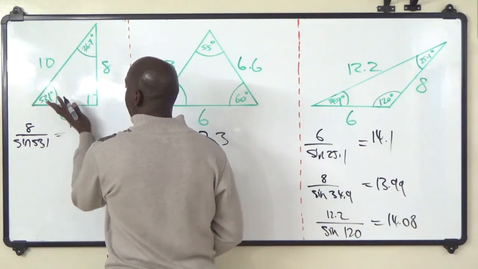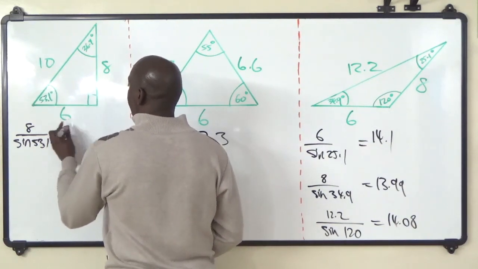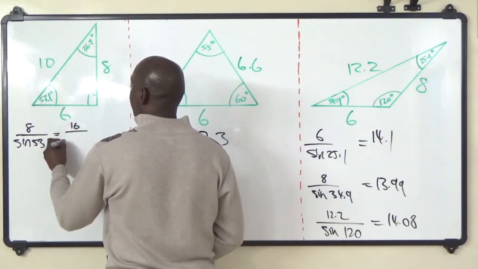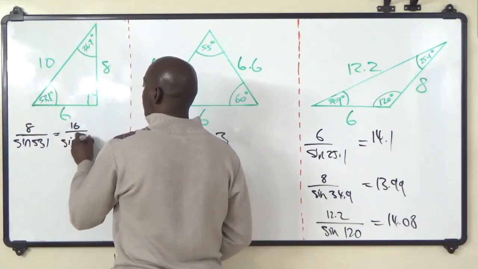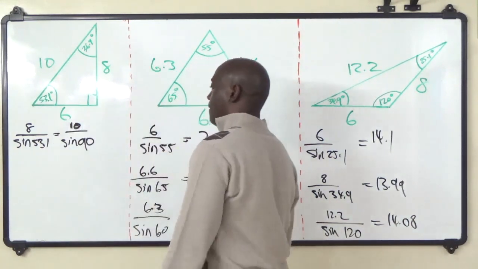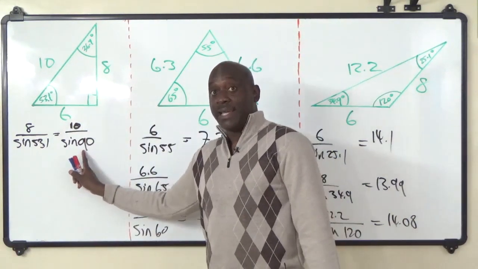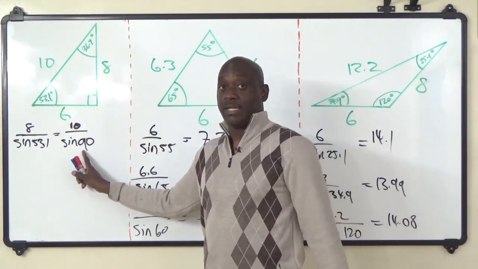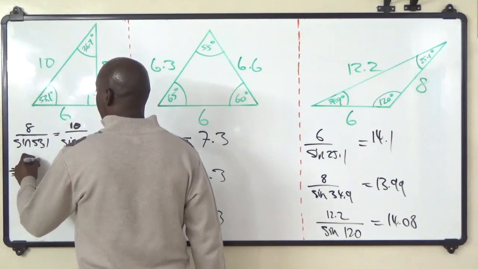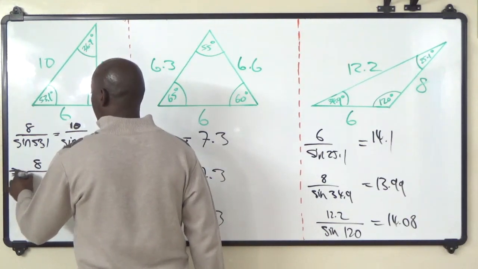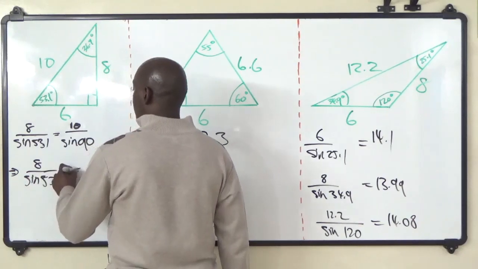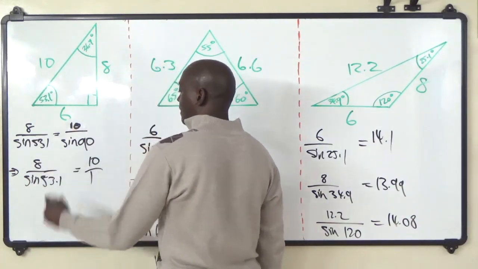I have to try and squeeze it in here. Even the big board, we crouch for space, you know. 10 over sine 90. Let me use that for now. Remember that sine of 90 is 1. Check it on the calculator and see. So the next line here would be that 8 over sine 53.1 is equal to 10 over 1.